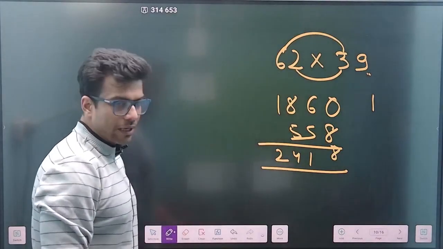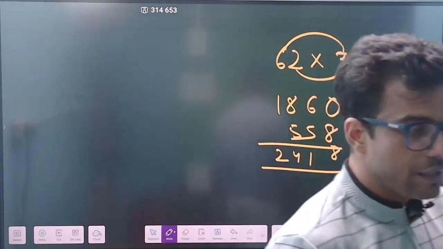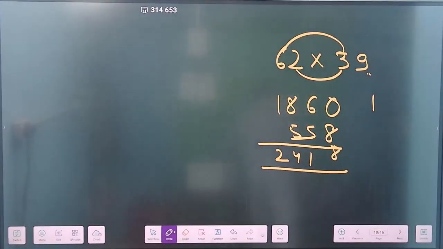You can also multiply it yourself and check the answer. These are the processes which you need to follow. There are many rules, or tricks, I would say, in calculation skills. There are a lot of processes. 2418 is the correct answer.